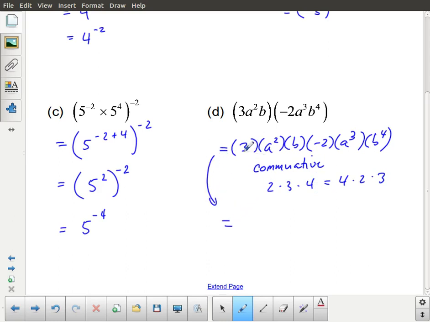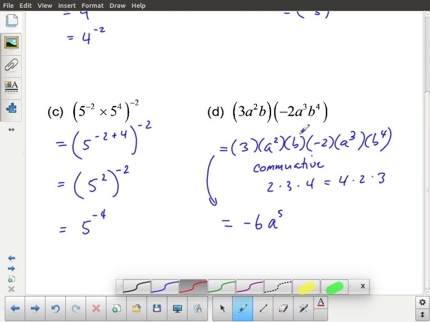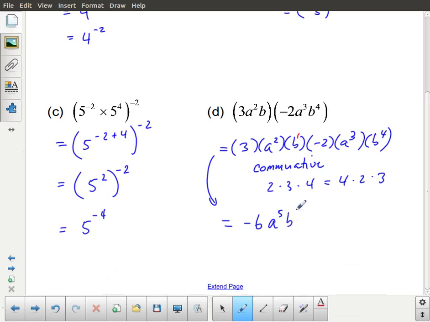So if that's the case, then what I can do mentally is think, okay, well, I'm going to multiply these numbers together. I'm just bringing this 2 out here. 3 times negative 2 is negative 6. A squared times a cubed, I add those exponents and I end up with a to the 5th. B to the 1, we don't write an exponent of 1, but that's understood to be b to the power 1, times b to the 4 gives us b to the power 5.